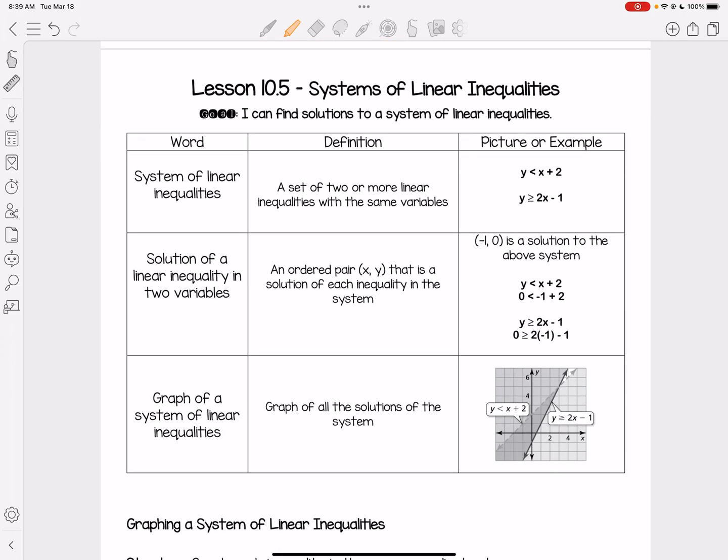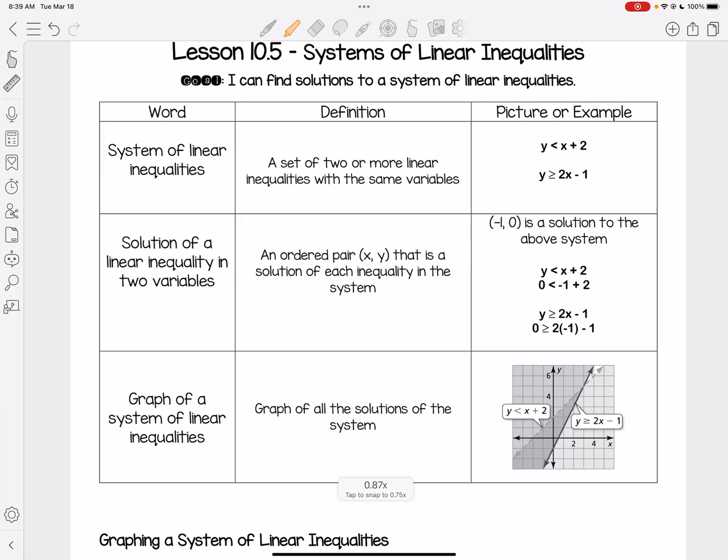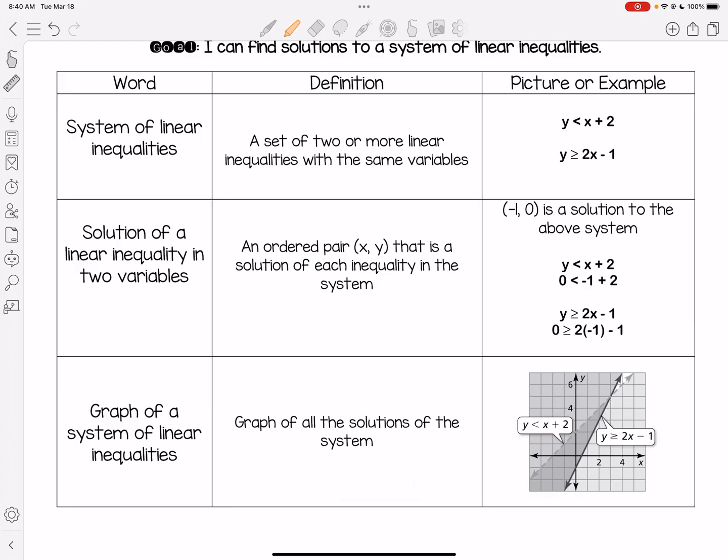So all we are doing today is we are taking linear equations and we're making them into systems. So remember that a system is a set of two or more linear inequalities with the same variables. So we've already talked about systems before, but they would just have equal signs. So all we've done is we've just changed the equal signs to inequalities. Now, when we do have the solutions of linear inequalities in two variables, it's the same thing as before, that we write it as an ordered pair.